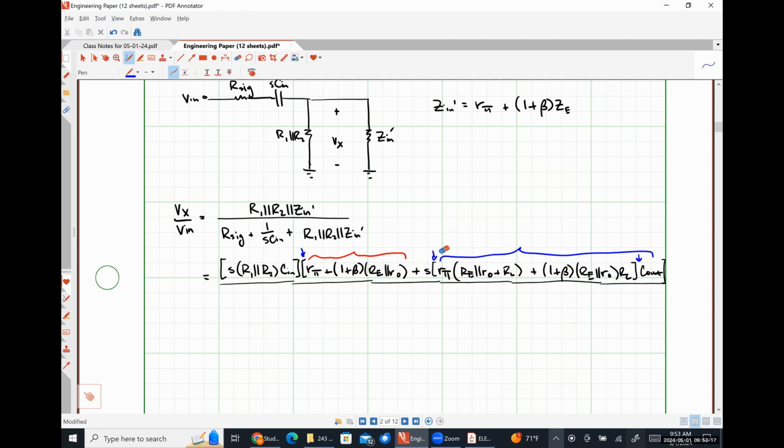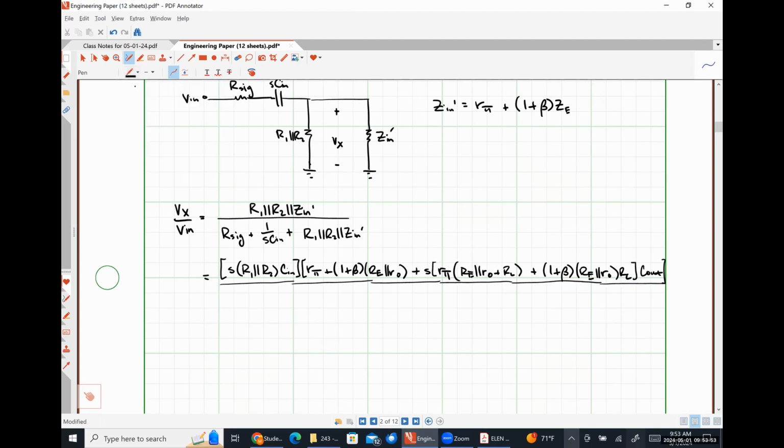So I split it up in that way so that we could see the S times R1 in parallel with R2 times Cn is giving us one of our zeros. And then that whole large second term is giving us our second zero, where it's just going to be this bit right here divided by all of that part right there as our other zero. So that's our numerator.